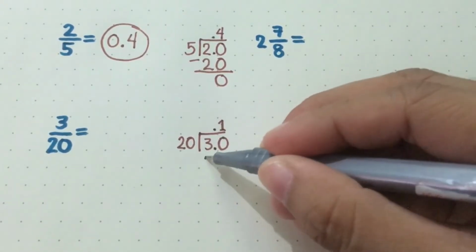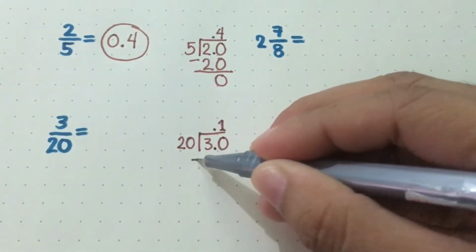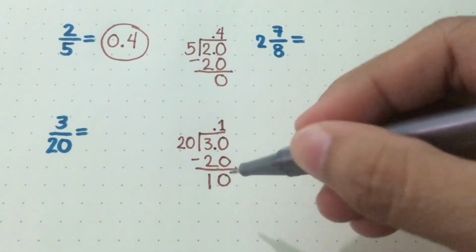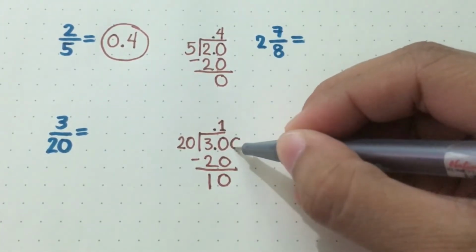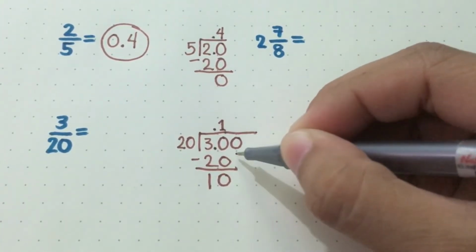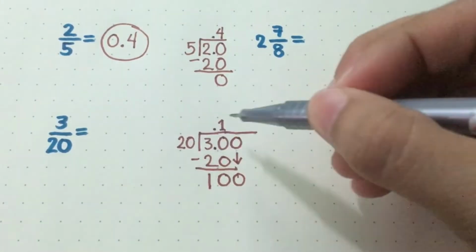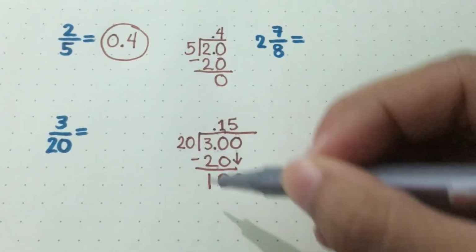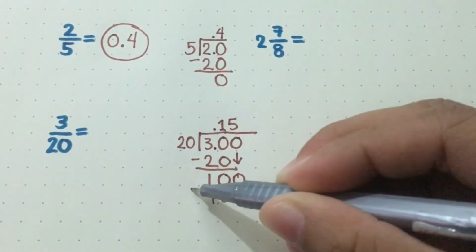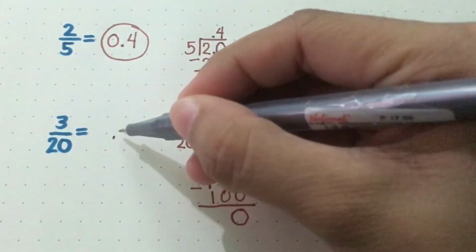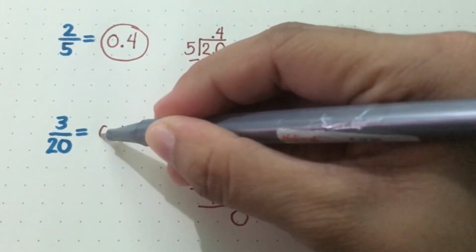1 times 20, that's 20. And subtract. 30 minus 20, you'll have 10. Since we still have a remainder, we may add another 0. And bring down 0. So we'll have 100. And 100 divided by 20, that will be 5. 5 times 20, that's 100. Then subtract. 100 minus 100, 0. So we got 0.15. And we may just add again 0 here.